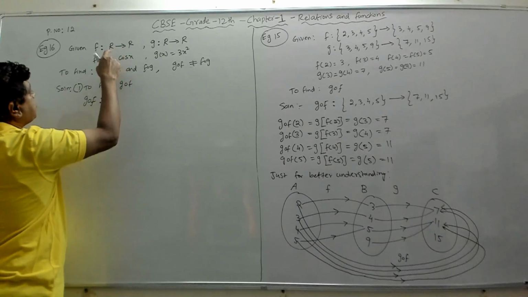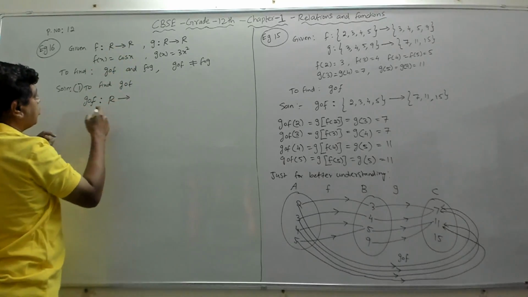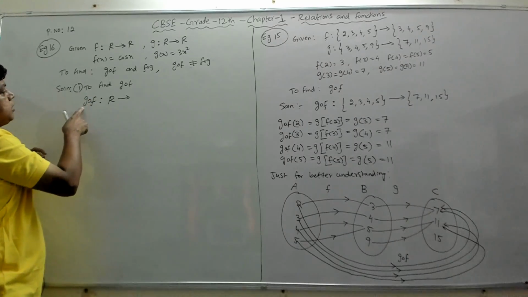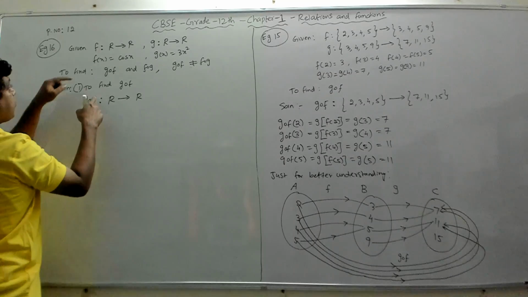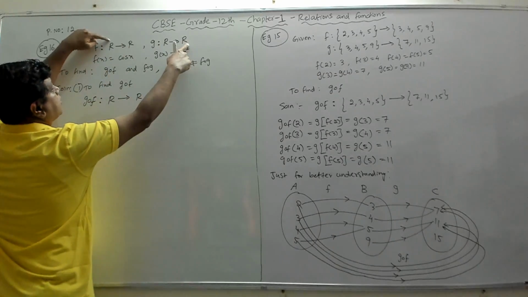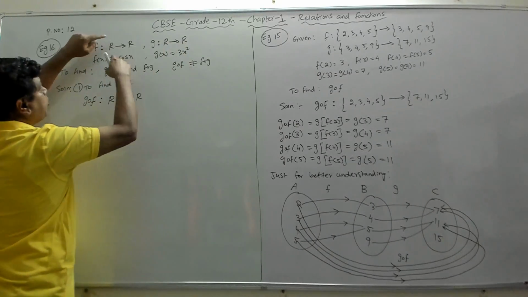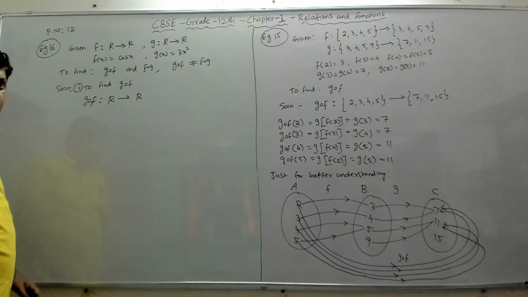So it starts from this R, and it will go to the codomain of g. What is the codomain of g? It is this R. So your g of f will be from this R to this R, from this set to this set. Both are R, so it is from R to R.